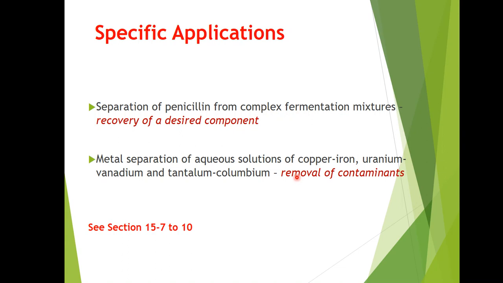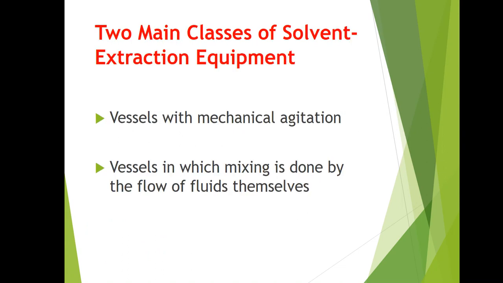Now you can read more on the application of liquid extraction in this section of your handbook. This is section 15-7 to 10 of your handbook. So please read more on the applications of liquid extraction. Now there are two main classes of solvent extraction equipment. It could be a simple case of a vessel with mechanical agitation, a tank which has a stirrer on it, and it could be a vessel in which mixing is done by the flow of the fluids themselves.